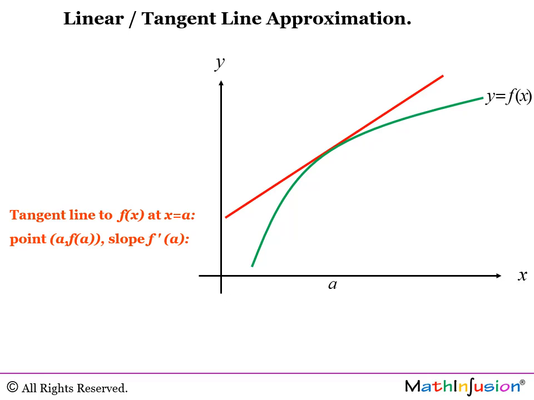Because we have the slope and the point, we can use the point-slope equation and simplify to get that the equation of this tangent line is y equals f of a plus f prime of a times (x minus a).